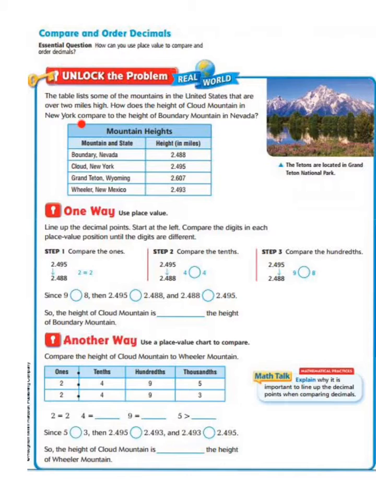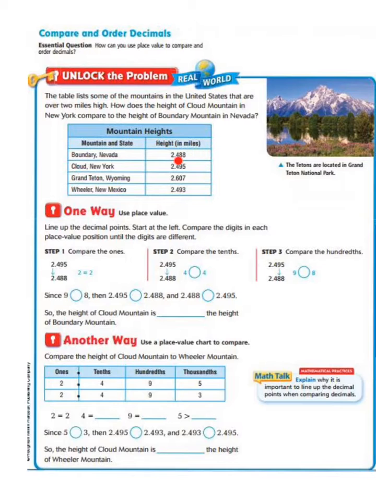Well, we have our chart here, or our table, and the title of our table is Mountain Heights. On one side of our table, it has the mountain and state that they are found in, which would be Boundary, Nevada, Cloud, New York, Grand Teton, Wyoming, or Wheeler, New Mexico. And on the other side of our table is the subtitle Height in miles.